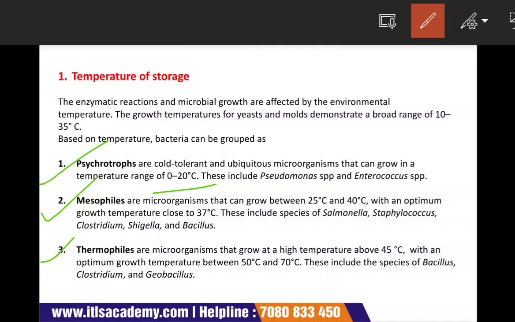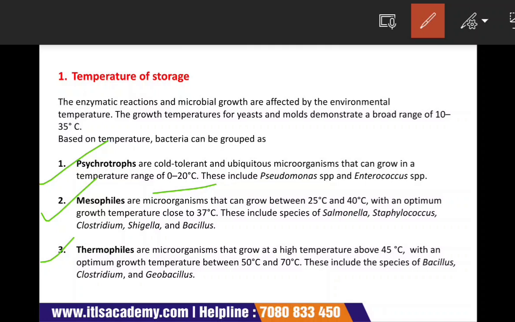So at what temperature can these mesophiles grow? They can grow at a temperature between 25 to 40 degrees centigrade, with the optimum growth temperature close to 37 degrees centigrade. And these microorganisms include the species of Salmonella, Staphylococcus, Clostridium, Shigella, and Bacillus. So these are the species.